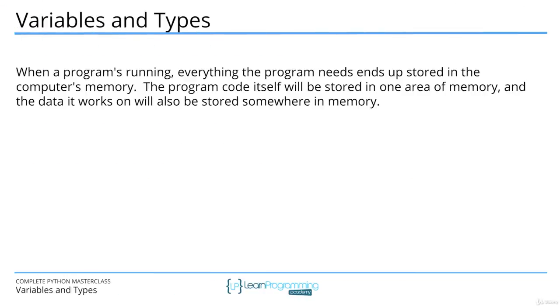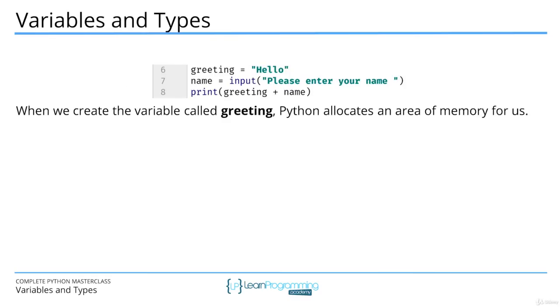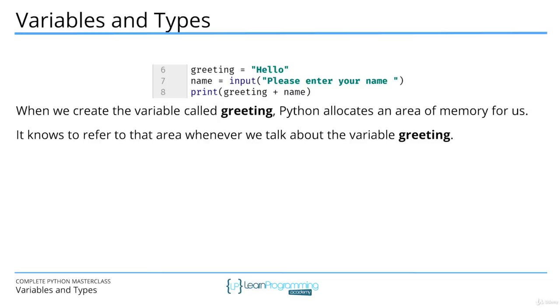So when a program's running, everything the program needs ends up stored in the computer's memory. The program code itself will be stored in one area of memory, and the data it works on will also be stored somewhere in memory. A variable is basically just a way to give a meaningful name to an area of memory into which we can place certain values. When we created the variable called greeting, Python allocates an area of memory for us. It knows to refer to that area whenever we talk about the variable greeting.